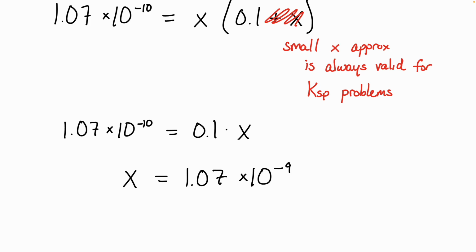All right, and this is, of course, our concentration of barium according to our ICE table, and when we put our units on it, molar. All right, so let's just summarize here our common ion effect.